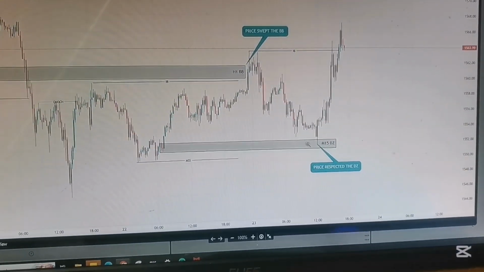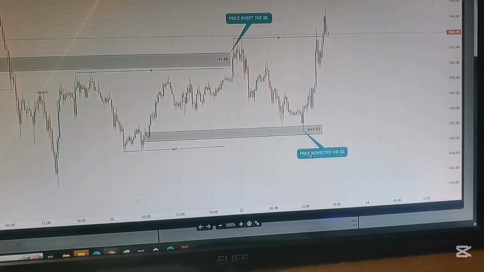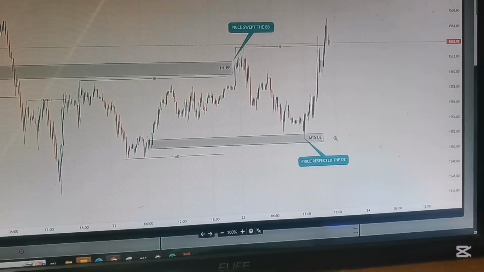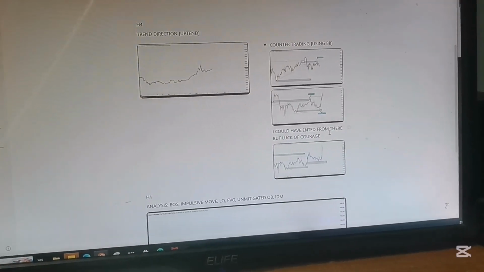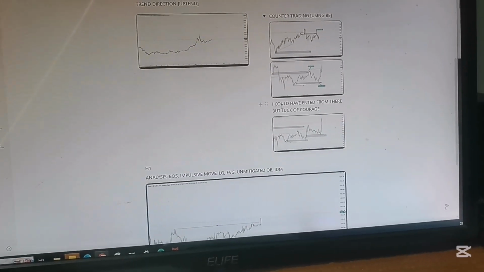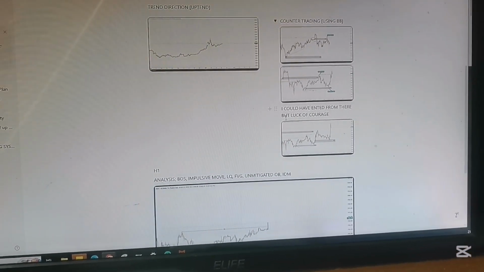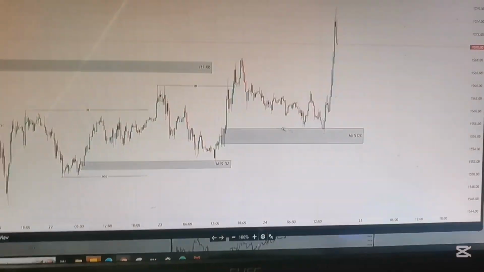Alright, so once price swept it, price respected the demand zone. You can see, meaning the BB is invalid once price respected it, and I could have entered from there, but lack of courage. I was lacking courage on this particular trade.